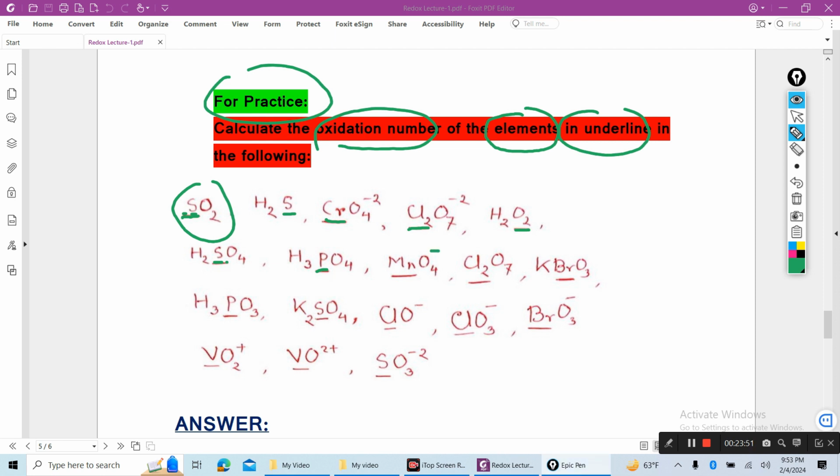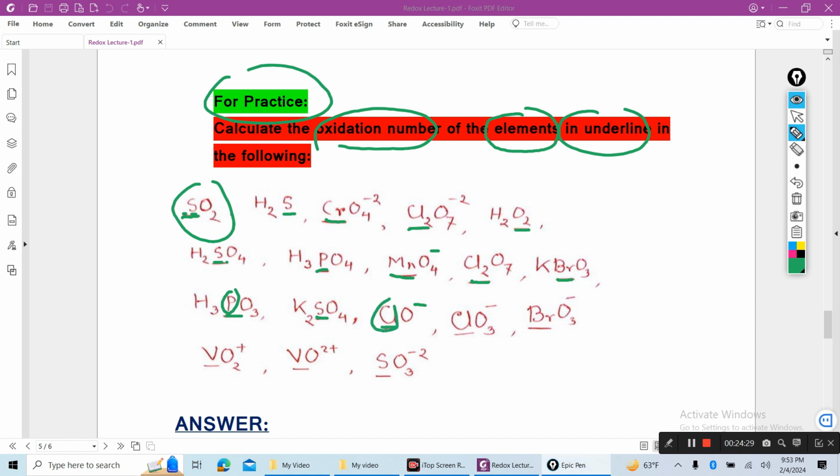Here manganate, MnO4 minus, you will find out manganese. Cl2O7, you will find out the oxidation number of chlorine. KBrO3, you will calculate bromine. Phosphorus acid, you will find out phosphorus. Here sulfur, potassium sulfate, ClO minus, chlorate 1, you will find out the oxidation number of chlorine.